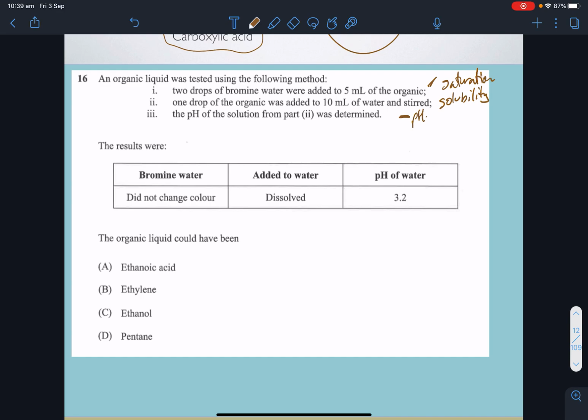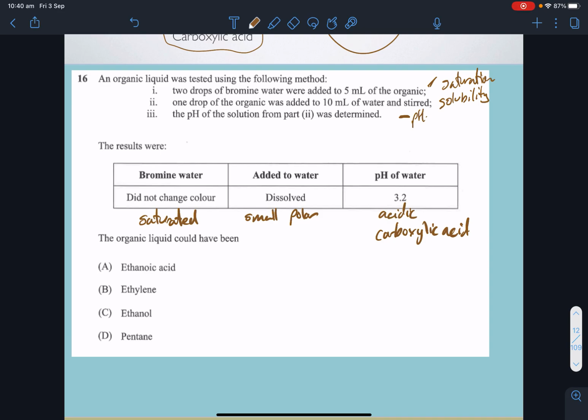The results were that the bromine water did not change color, so it must be saturated. It was added to water and dissolved, so it must be a small polar organic. It can't have too long a carbon chain because it won't dissolve in water. And its pH is quite acidic, so it's a carboxylic acid. So I'd say it's a small polar carboxylic acid that's saturated.